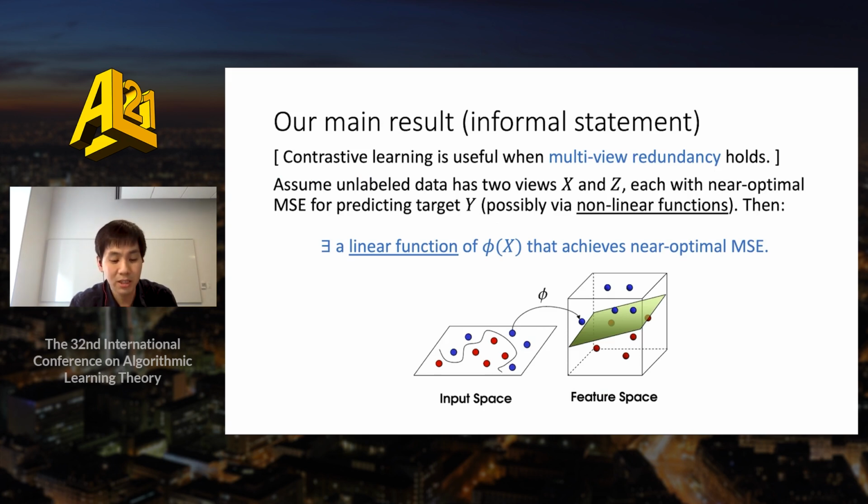Suppose this downstream task is to predict a target variable y from an input x. We proved that if the unlabeled data has two views, x and z, each with near optimal mean squared error for predicting y, then a feature map phi of x learned using contrastive learning enables linear functions of phi of x to achieve near optimal MSE. Note that the two views in their original representation may only be useful for predicting y via nonlinear predictors. So the benefit of contrastive learning is that it provides a feature map on top of which linear functions are just as powerful at predicting the target.